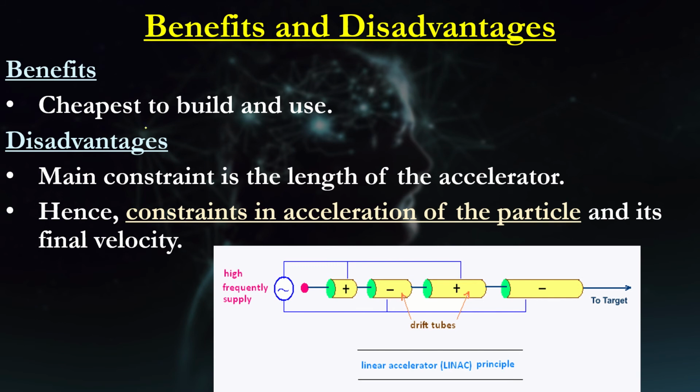In terms of the benefits, it's relatively the cheapest to build and it's easy to use. Some constraints with it is the length of the accelerator. Because it is in one straight line, there is a limitation of how long it can be built, which means there is a constraint on how fast the particle can go, and so we might not be able to generate a particle that goes very fast in the end. And as you recall from special relativity, the faster the particle becomes, the more difficult it is to make it go faster.